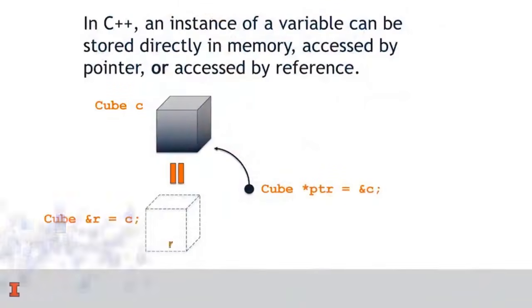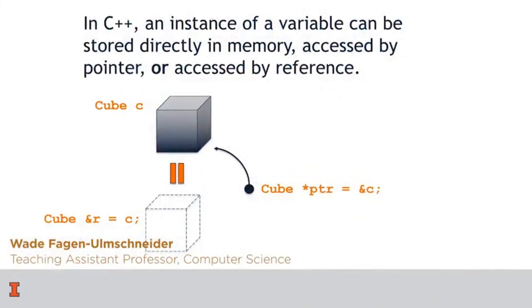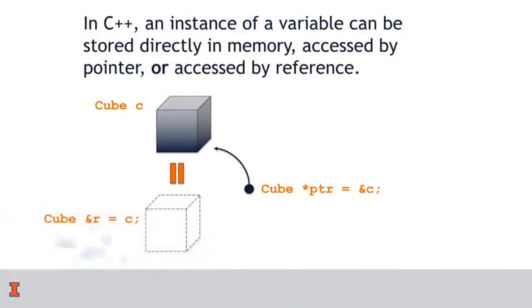Right now, you understand both how a class exists in C++ as well as how variables are created and stored. I want to take a minute and talk about the intersection of these two topics, where an instance of a variable, any variable, including objects like our cube class, can be stored three different ways. They can be stored directly in memory, accessed via a pointer, or accessed by a reference. Let's look into detail about each of these and how they interact with our class.